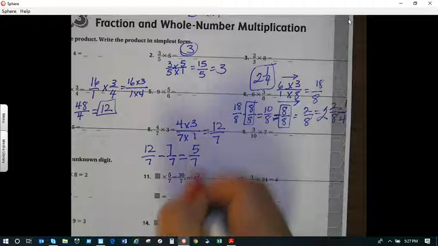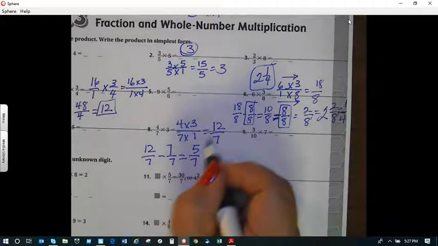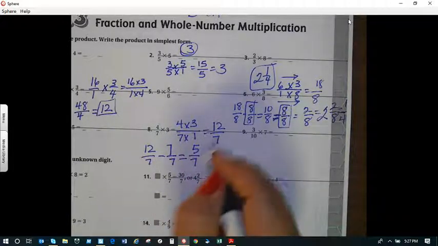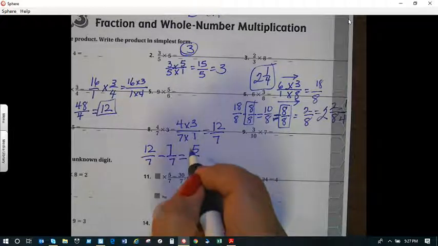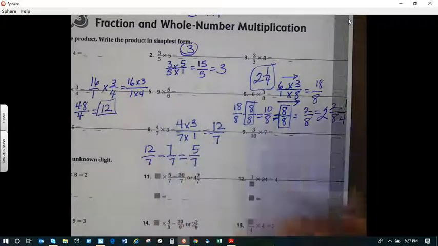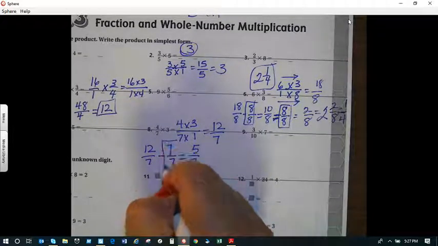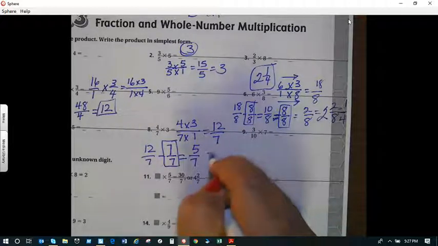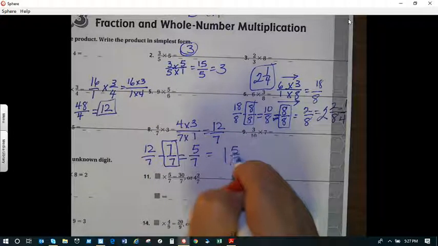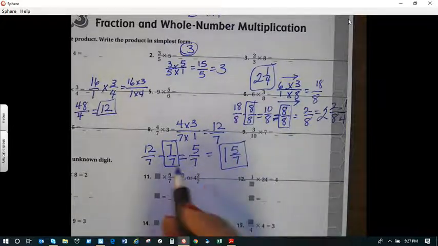I can't go any further. 5 is a prime number. The factors of 5 are 5 times 1. 5 can go into itself evenly, but 5 cannot go into 7, so I'm done. So my answer is 1 and 5/7. There you go.